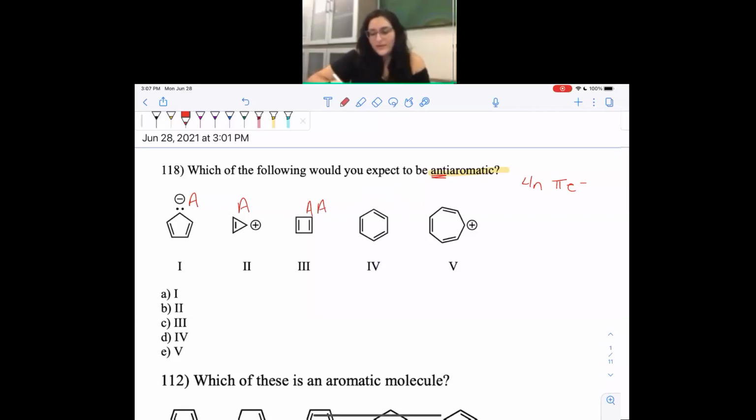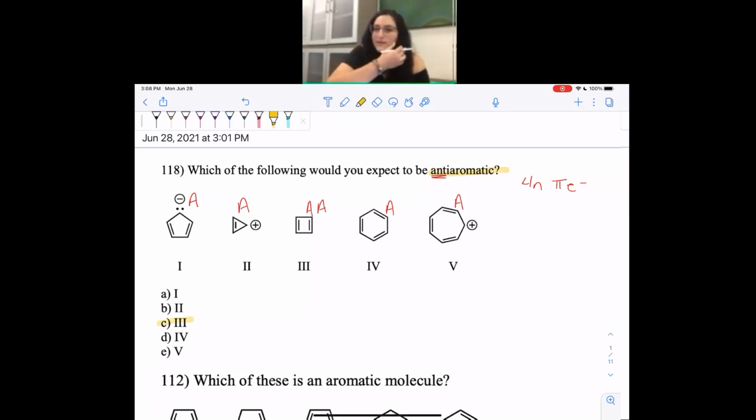This one is benzene. We know benzene is aromatic. You don't even have to look at it. This one, cyclic, planar, fully conjugated, 2, 4, 6 pi electrons, so we know that this is aromatic. So the answer here would be C.